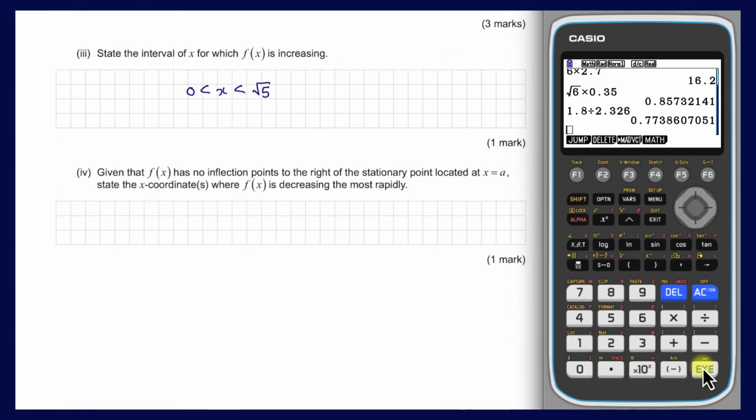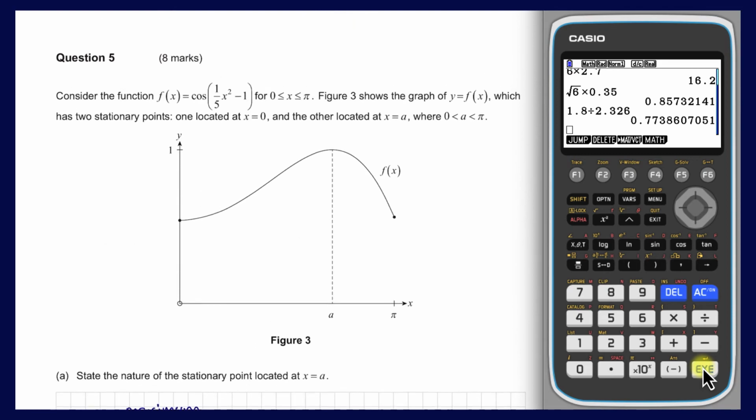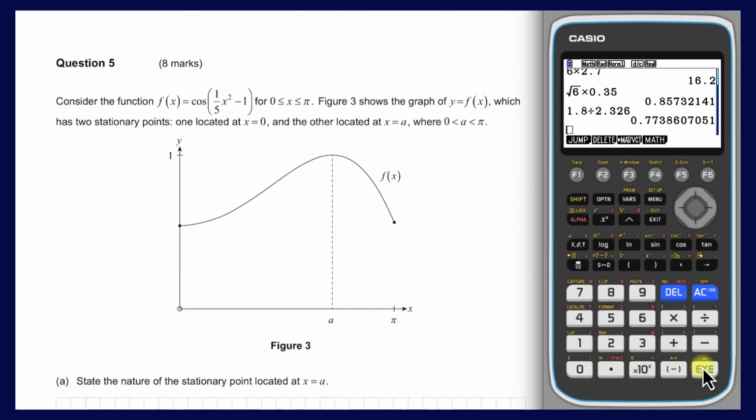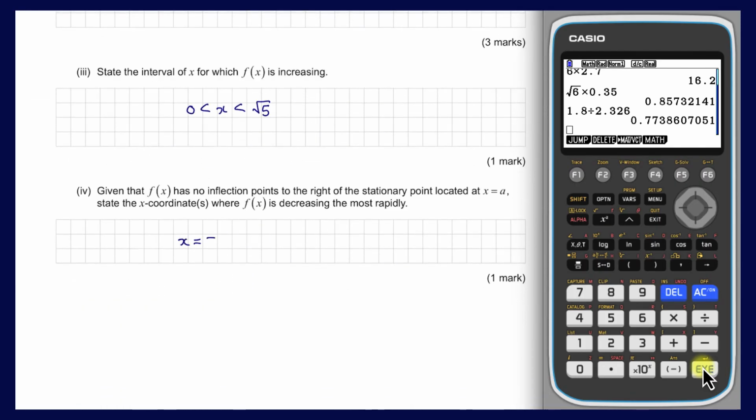Now we're asked about the regions where f of x is decreasing most rapidly. So we're told it has no inflection points to the right of x equals a, and we're looking for the points where it's decreasing most rapidly. I'm going to have a look back at my graph, and we can see that it is decreasing for this region through here. And it's decreasing with greater and greater magnitude, so I think the point where it's decreasing most rapidly will be at the end point, which is x equals pi. So that would be my answer to part 4.